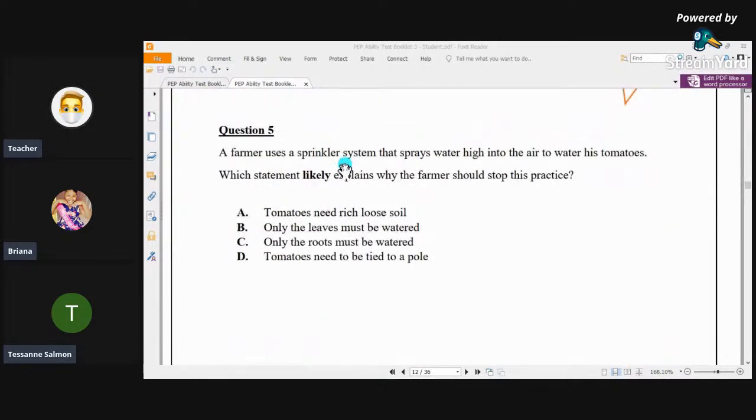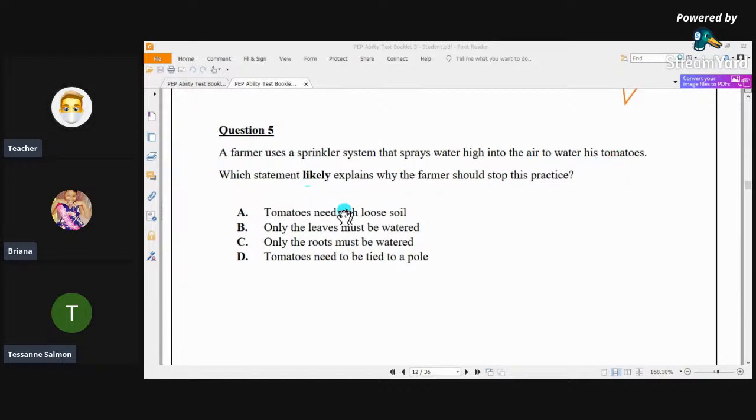All right. I'm looking at the question and looking back at the passage. Now I'm going to look at the options available to explain why the farmer needs to stop this practice. What practice does he need to stop? The practice of using a sprinkler system that sprays water high into the air to water the tomatoes.